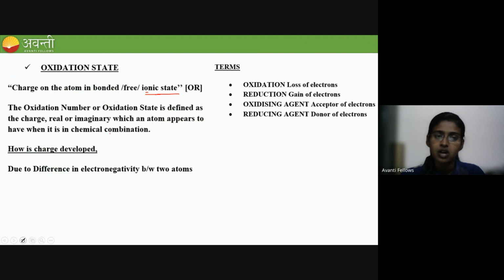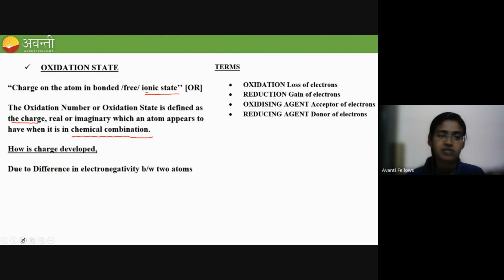Otherwise, we can state oxidation number as the charge, real or imaginary, which an atom appears to have when it is in chemical combination. Chemical combination means when an atom is bonded with another atom. So when they form a compound, that is called chemical combination. In that state, an atom will acquire a charge. That charge can be a real charge, or we can say it is an imaginary charge. So that charge is the oxidation number.